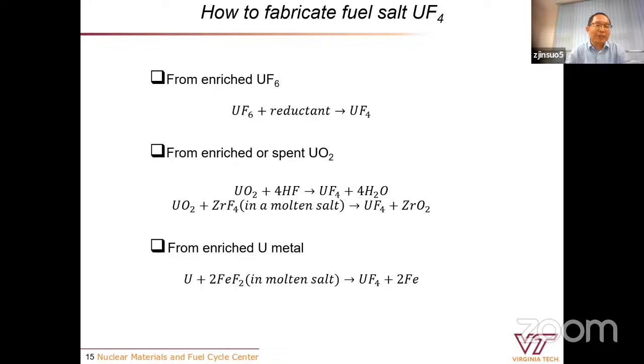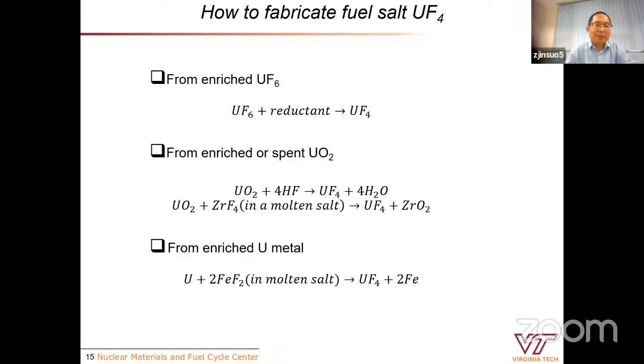And you can also use enriched or spent UO2. Spent UO2 is from the light water reactor, where you have lots of spent UO2. So you can react uranium dioxide with HF, and then you produce UF4 together with water released out. Another fluorination process is to use some fluorides that can react with UO2, not HF. HF is very dangerous, very toxic material.